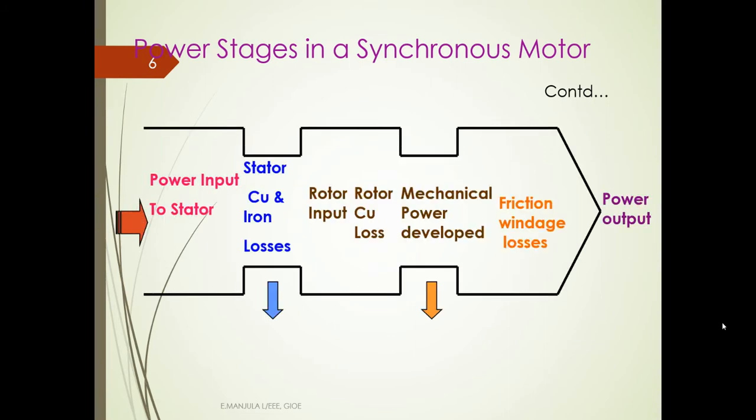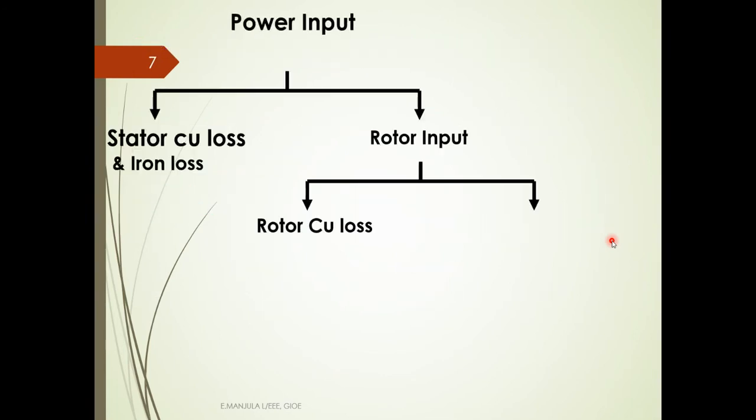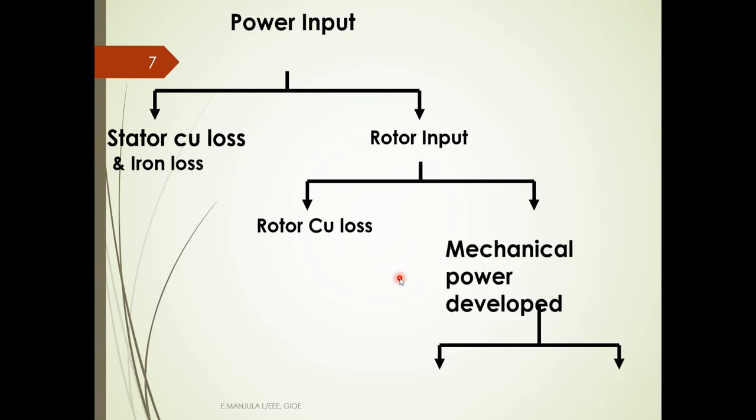So the power stages in an induction motor: the power input to the stator minus the stator copper losses and iron losses is equal to the rotor input; rotor input minus rotor copper losses is equal to the mechanical power developed; mechanical power developed minus frictional and windage losses is equal to the output power. Looking at it in reverse, output plus frictional losses is equal to power developed, power developed plus rotor copper losses is equal to rotor input, and rotor input plus stator copper losses and iron losses is equal to power input.